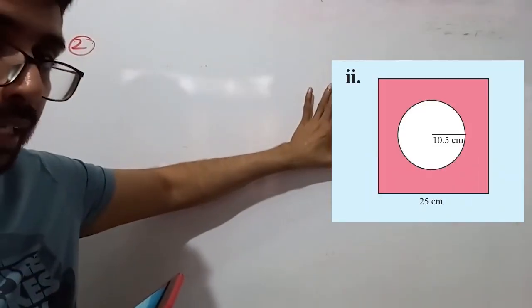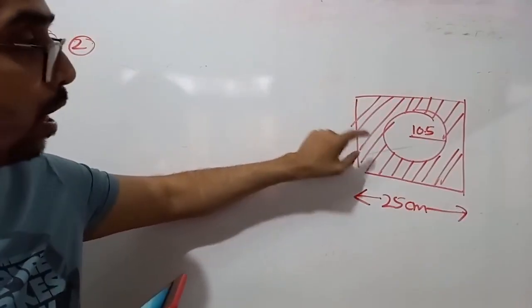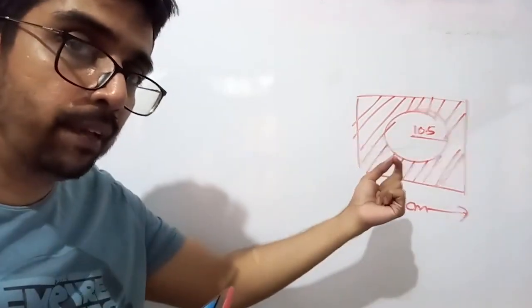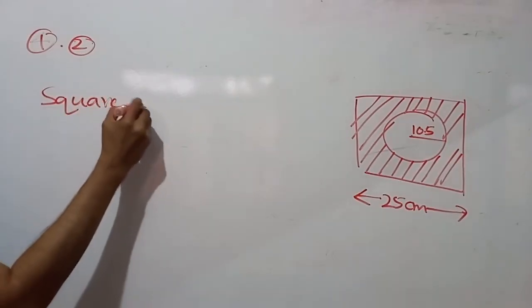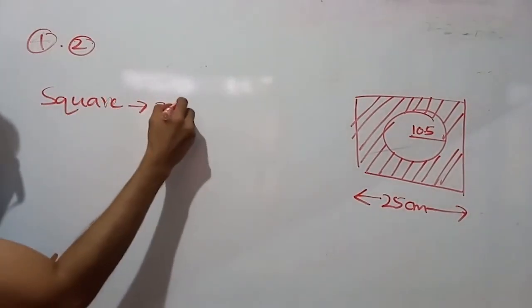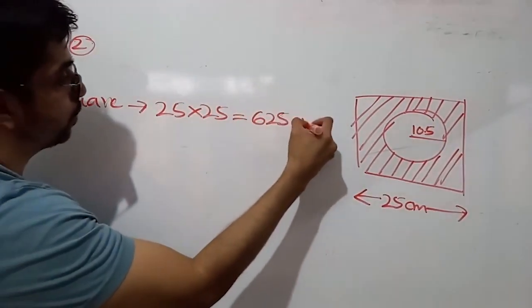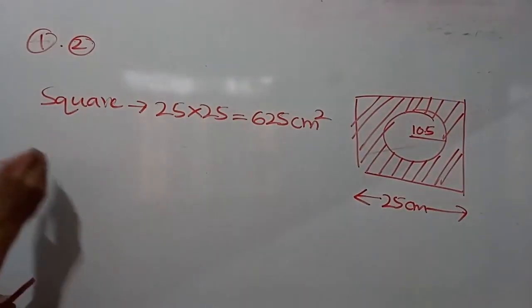So we have to find the area of the square, then we have to find the area of the circle, then we have to find the difference. Area of the square. Area of the square is what? 25 times 25. So that is what? 625 square centimeters.